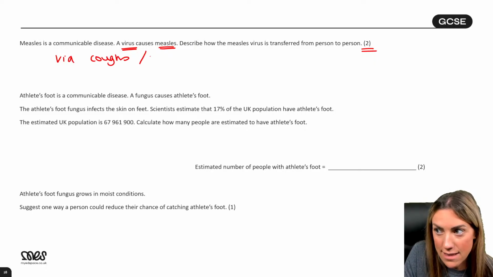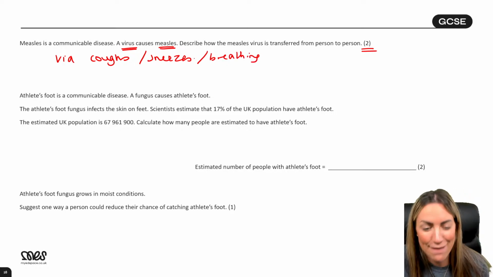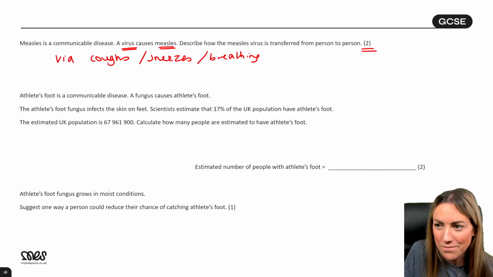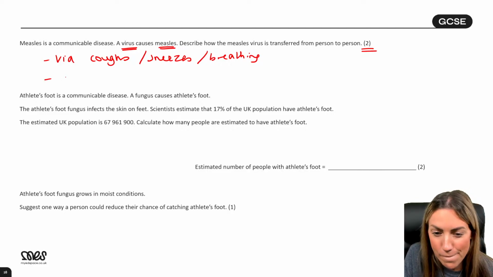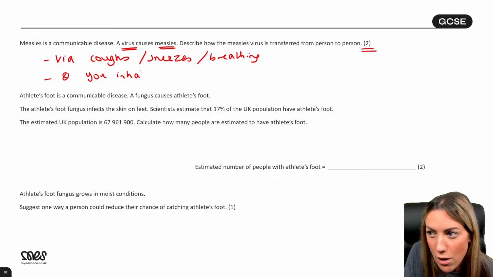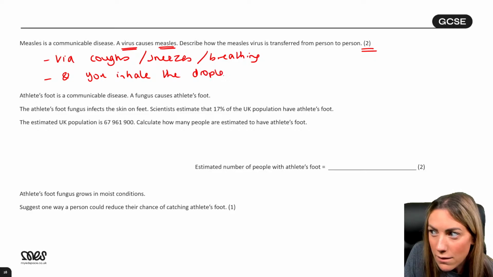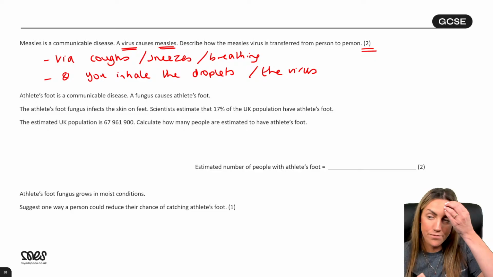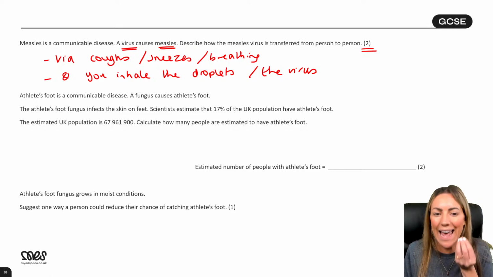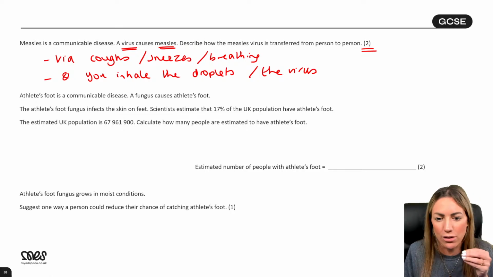I've seen some good answers. So coughs, sneezes, even breathing. Like if someone coughs or sneezes next to you, even if someone's just breathing next to you. But what's the second mark? Okay, some of you are talking about droplets. That's what they wanted. Quite hard, no? If someone coughs or sneezes or breathes next to you and they're infected with this virus, then second mark, you inhale the droplets or you inhale the virus.